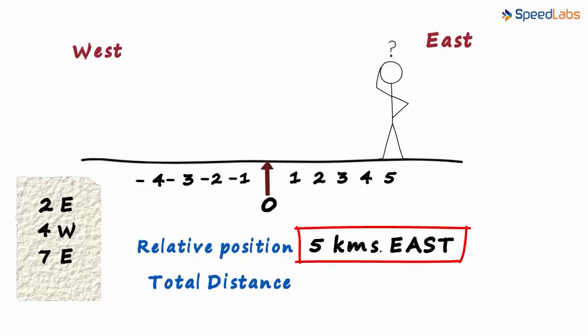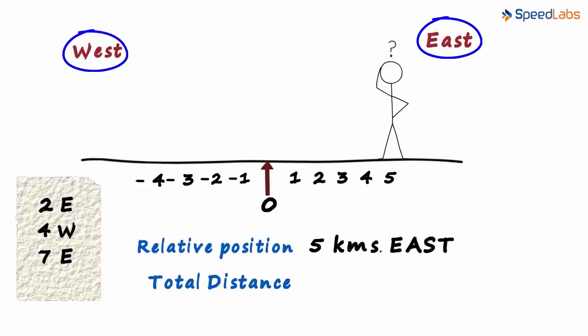Here, we considered the direction or the sign of every number. The direction should also be mentioned in the answer because if we just mentioned 5 kilometers away from the original point, we will not know whether you're towards the east or the west.